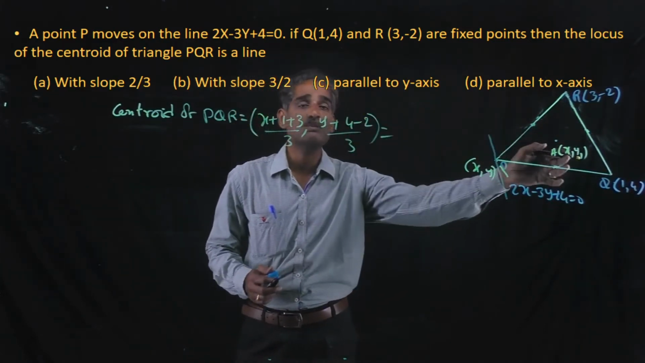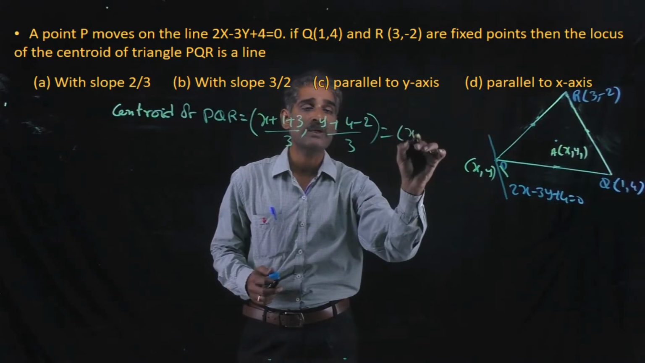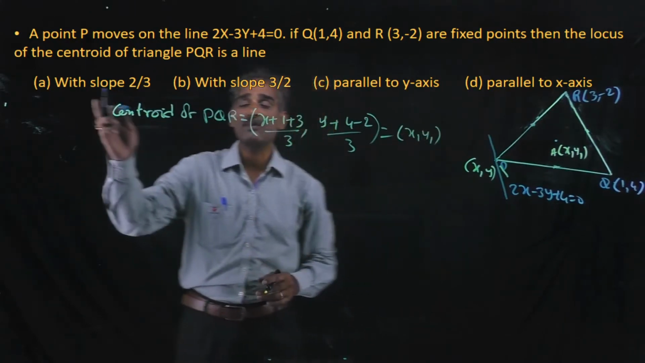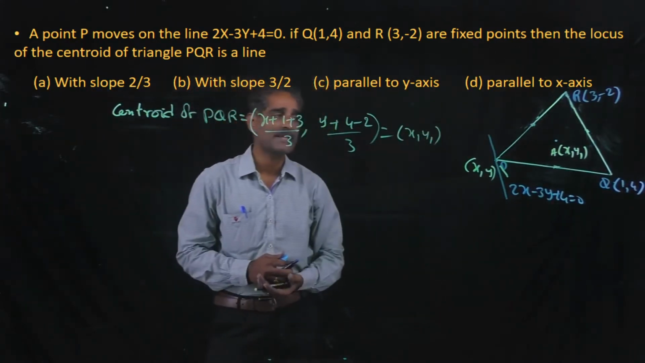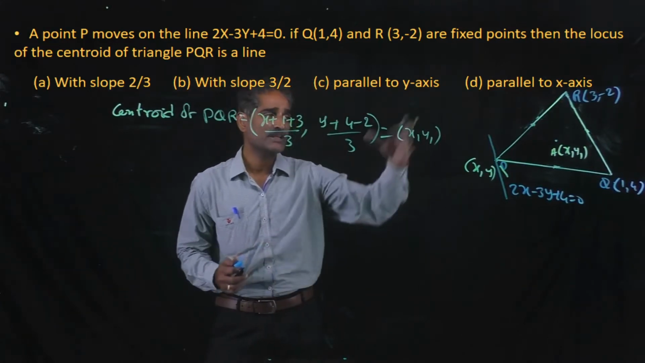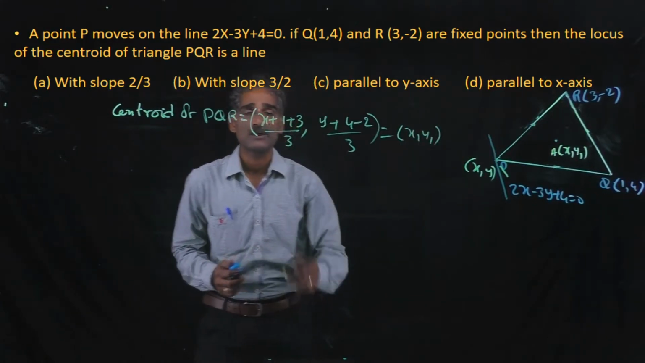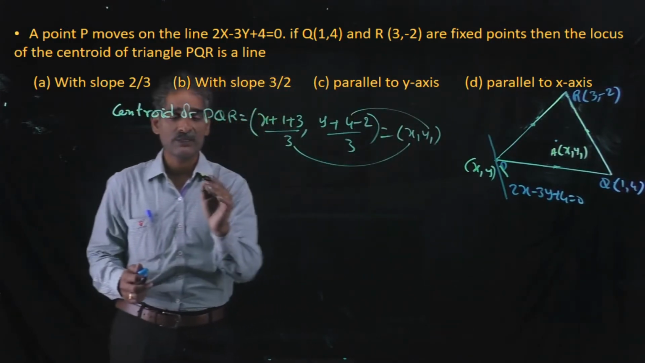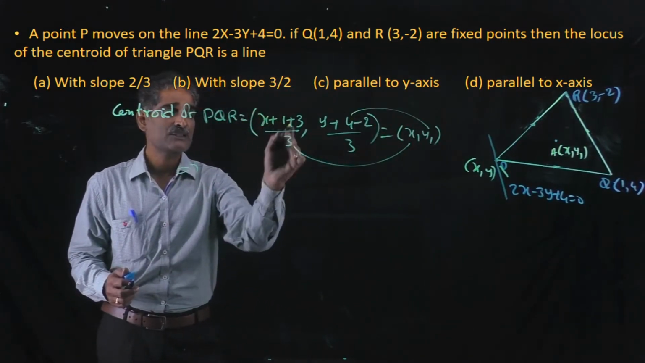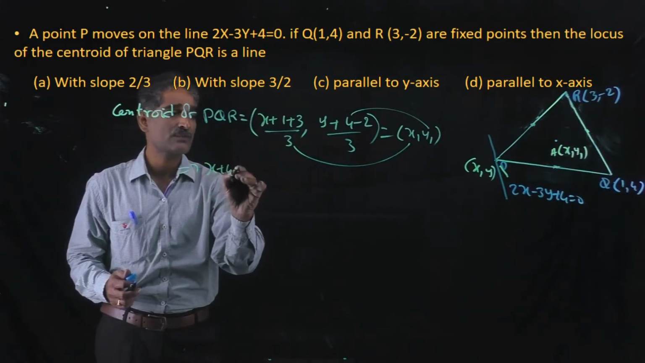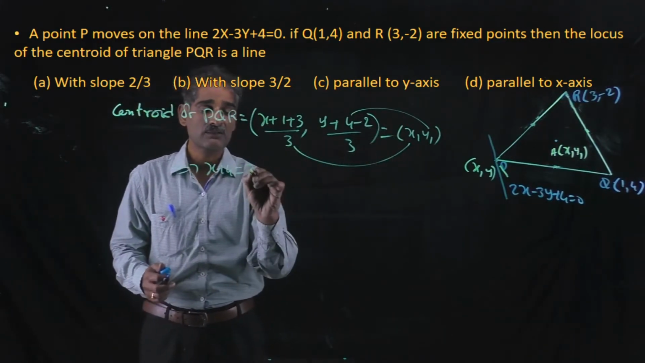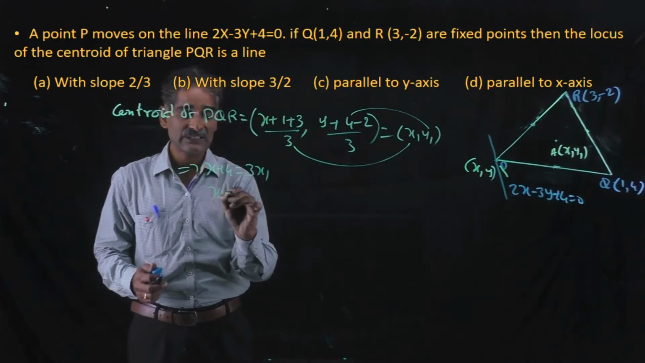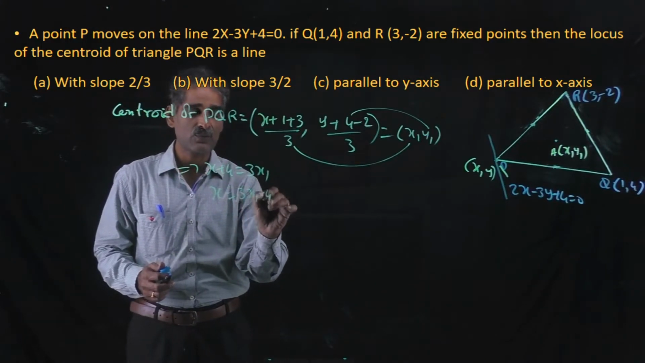Let us take the locus point to be (x1, y1). First of all, assume the locus point be P(x1, y1). Now the center of the triangle is equal to the locus point. So from this, equate the x coordinates and y coordinates separately. From this we can write (x + 4)/3 is equal to x1, and x is equal to 3x1 minus 4.